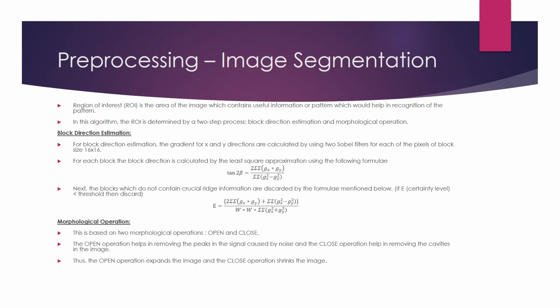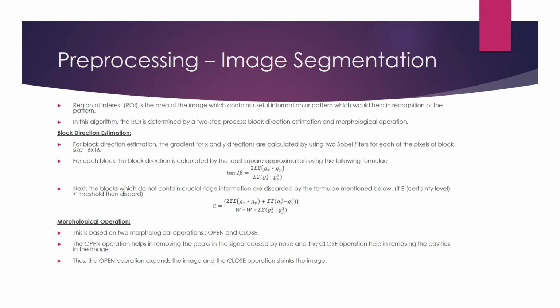Block direction estimation. For block direction estimation, the gradients in the x and y directions are calculated by using two Sobel filters for each of the pixels of block size 16 cross 16. For each block, the block direction is calculated by using the least square approximation using the following formula: tan 2β equal to, as shown here. Next, the blocks which do not contain crucial ridge information are discarded by the formula mentioned below. So if the certainty level, represented by E, is less than the threshold, then discard that block.